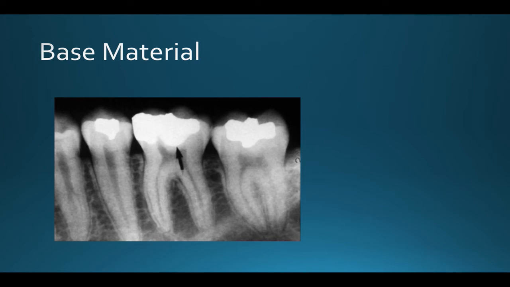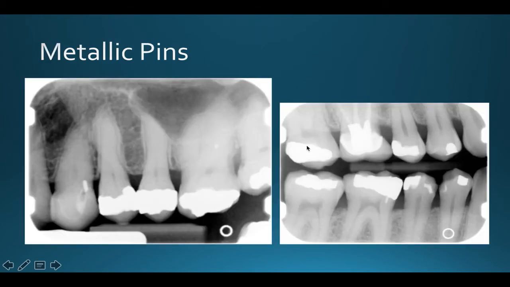And a restorative material, such as amalgam, is then placed over the base material. The base material is going to usually appear radiopaque. However, compared with amalgam, sometimes the base material will appear less radiopaque, so it'll appear a bit more radiolucent. On this image, I have tooth number 19. I have my amalgam restoration, and underneath it, I have this slightly radiopaque area, but it's less radiopaque than the amalgam. It's known as the base material.